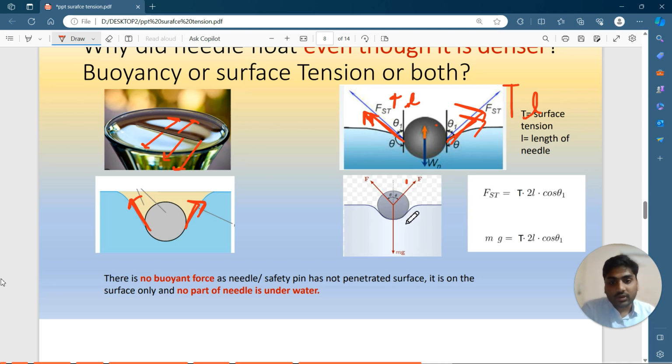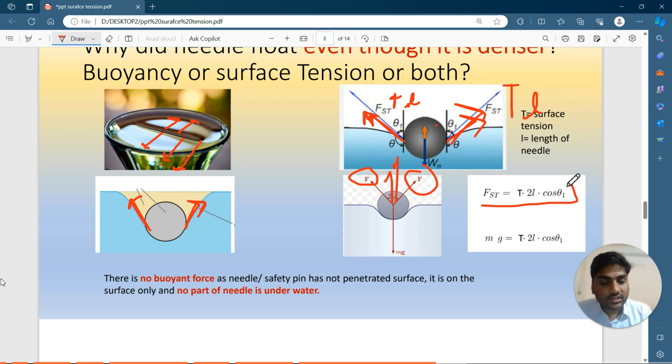But we have to balance out mg. We want to see who is balancing mg so that it is not sinking. So this is F, this is F. The components of F, of both the forces here, are balancing this mg. We will add both the forces in the upward direction along the y-axis. Breaking the components, we get F cos theta, F cos theta.